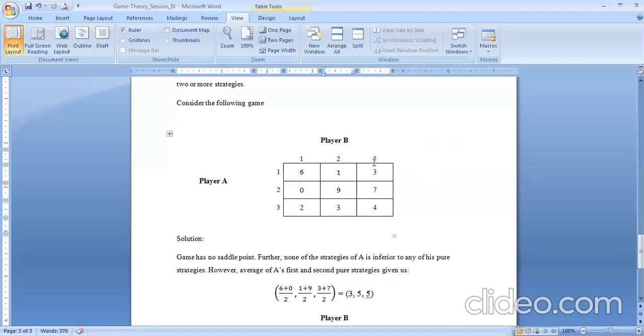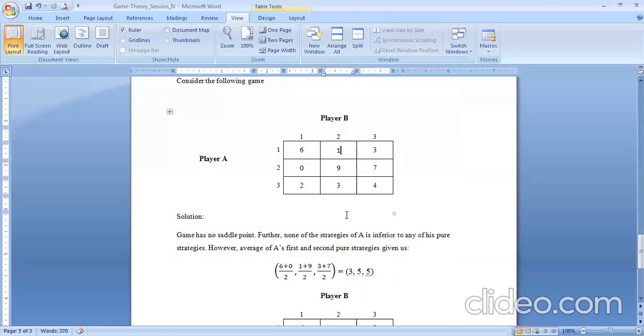Let us go for the second and third. 1 is less than 3, but 9 is greater than 7. Again, 2 and 3 cannot be compared. So it means here no comparison is possible between the two pure strategies, the two pure columns and rows. So under such a case, as I told, you can even take the average.